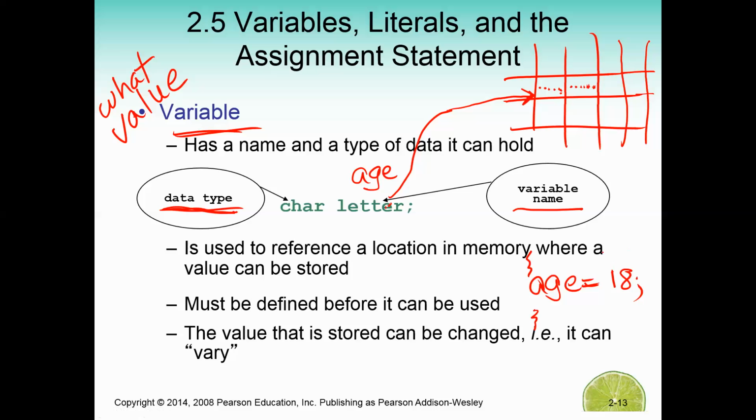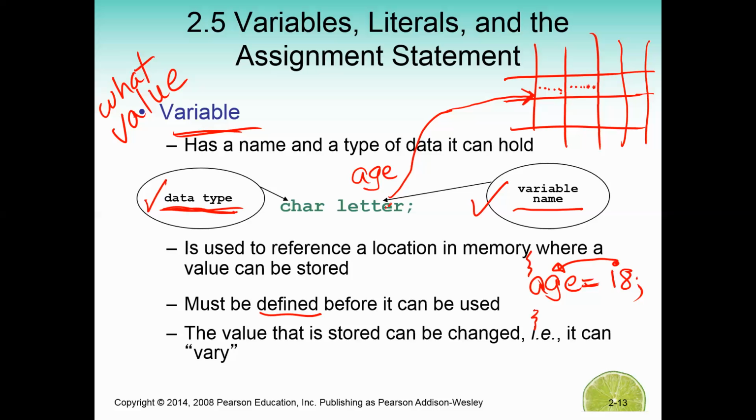When the CPU tries to put an 18 inside age, it's going to say, hey, wait, I don't know what age is or where age is supposed to be. So I'm confused. You need to give me information about age before you use it. So before we use it, we need to define it. So we have the definition, where we put a data type and a variable name, and then we use it.